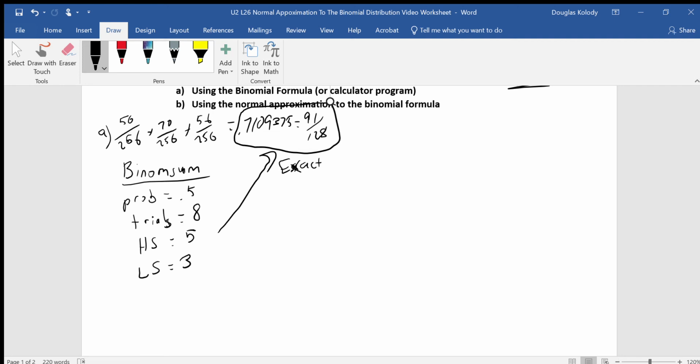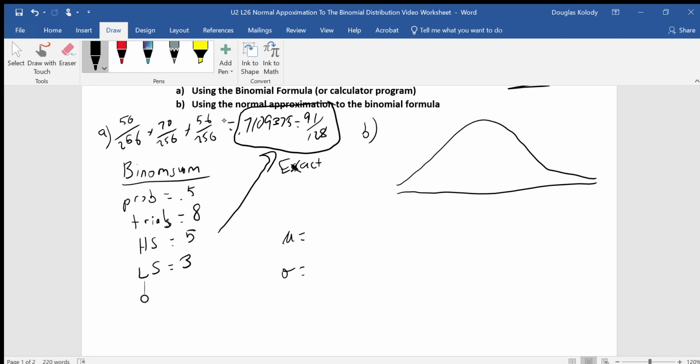So now what is up with this normal approximation? Well, normal approximation means normal curve. But what two pieces of information do we always need to answer any normal curve question? We need to know the mean. Let me write it over here. The mean and the standard deviation. But wait, this is a binomial question. How do you find the mean and standard deviation of a binomial example?